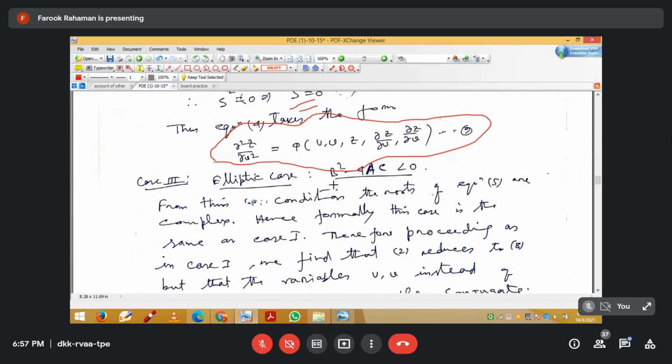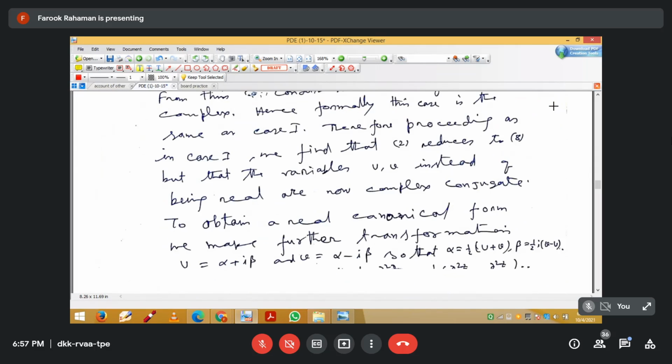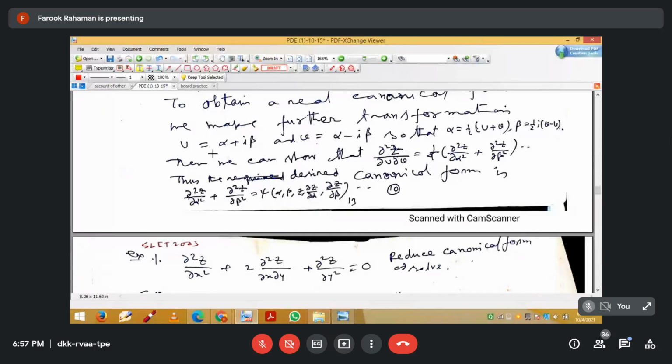Now the third case, b square minus 4ac less than 0. This case is very similar to the hyperbolic case. It has two solutions, but those solutions are complex. We know complex solutions occur in conjugate pairs. So lambda 1 and lambda 2 are conjugates of each other: alpha plus i beta, and the other part should be alpha minus i beta.